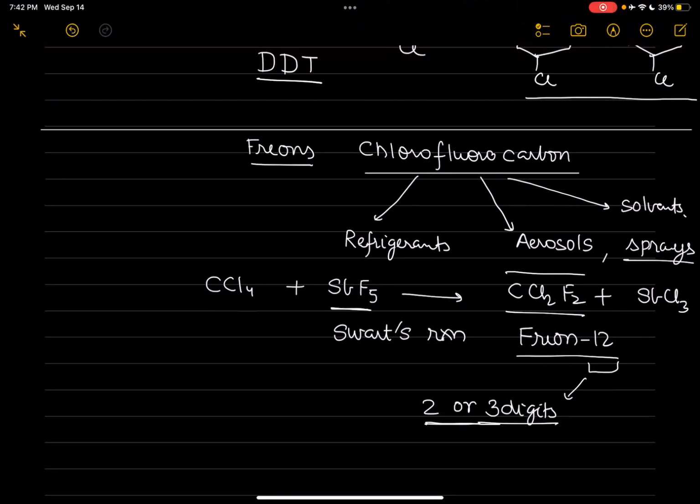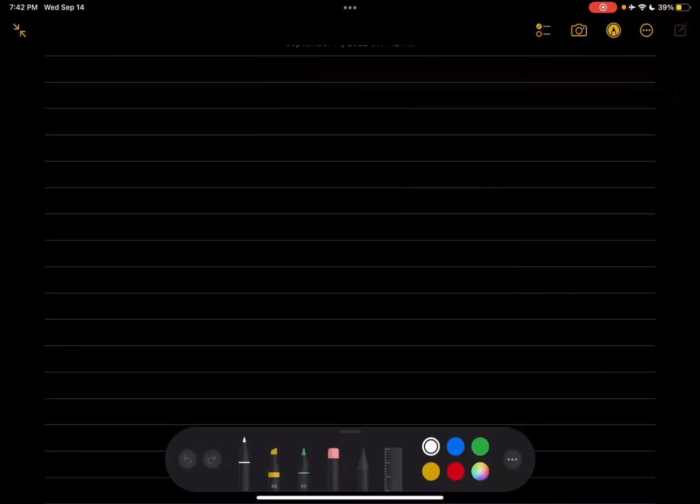Harmful effect, like DDT has a harmful effect. It is responsible for ozone hole, depletion of the ozone layer, right? So I hope this is clear. Just go through the NCERT, and many reactions are very common, and we will be doing it in our next chapter also.